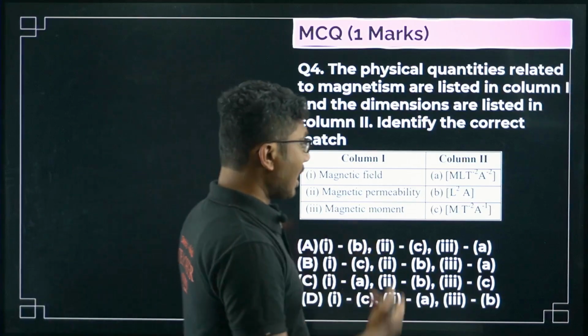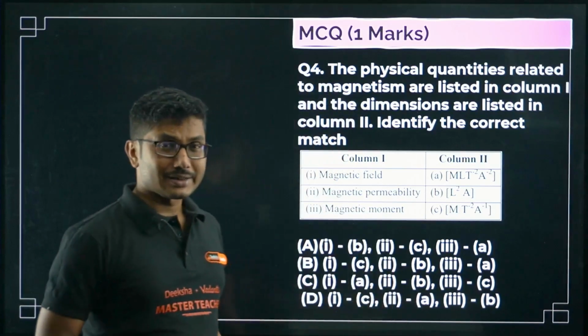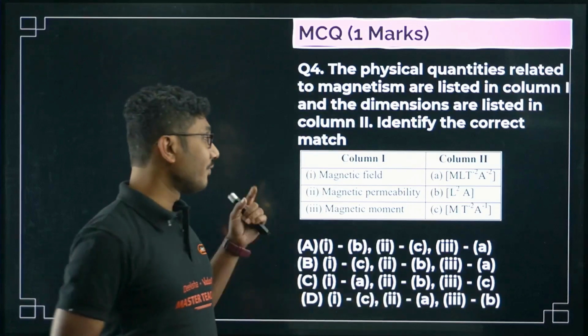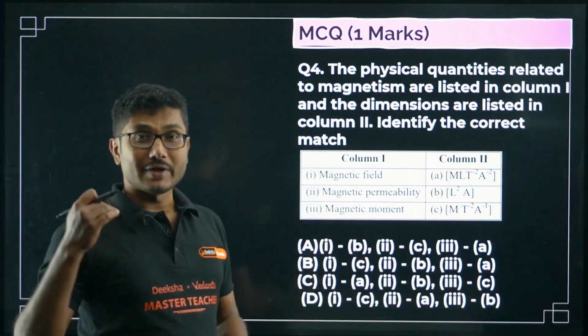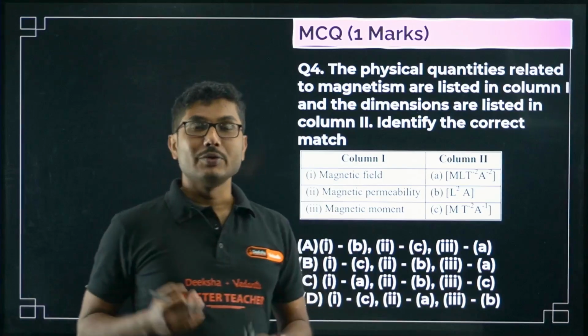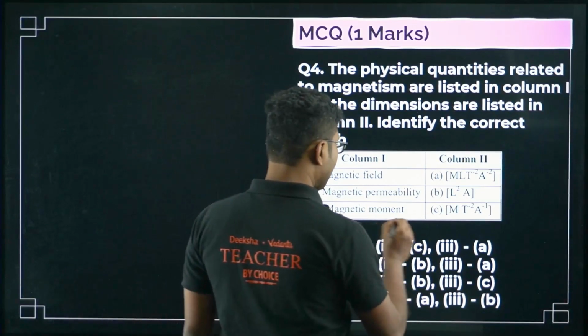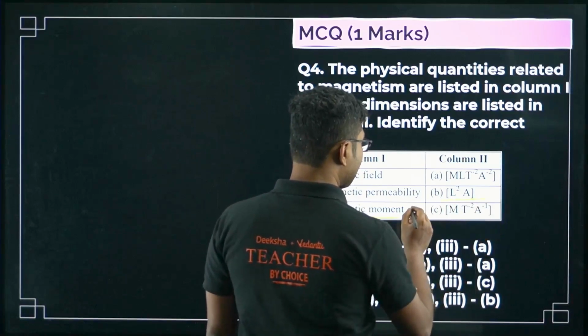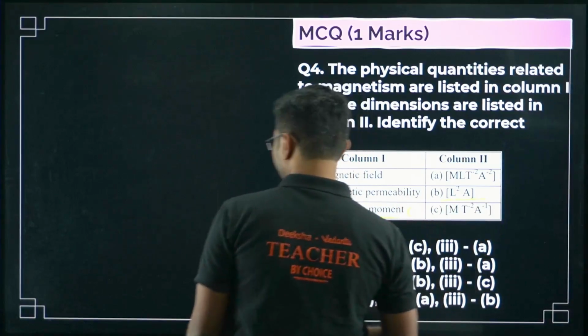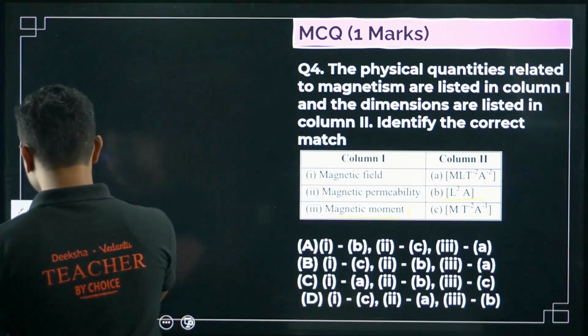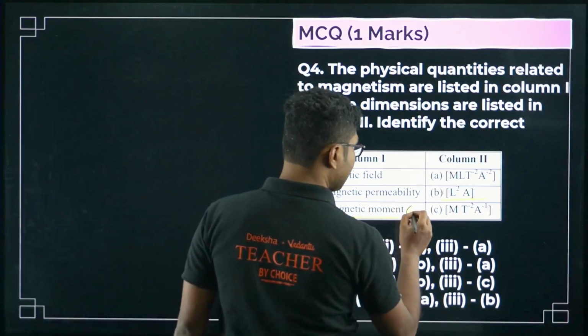So how to tackle such kind of questions? To tackle such kind of questions, as I always say, first you have to match whatever you know. Unknown ones will match automatically. So for example, magnetic moment, I know it is matching with L square A. So basically 3 is obviously B. So 3 will definitely match with B. So this much I know already.